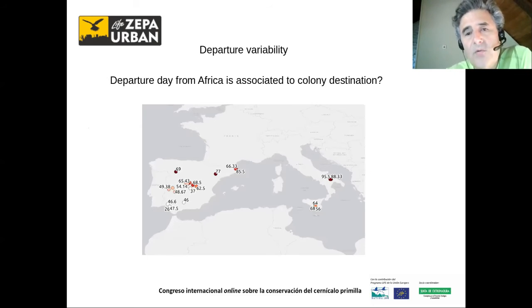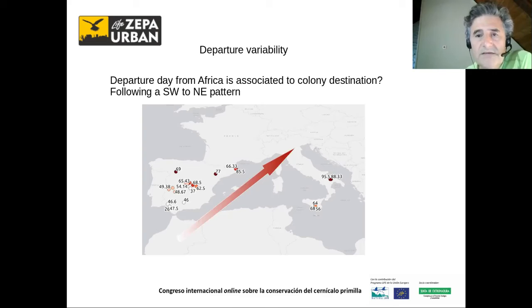We can see this on a map, where we have plotted for each colony the mean departure date. So this number, 69 for example, would be 69 days after the 1st of January. The more red colonies are the ones that arrive later, the more white ones are the ones that arrive earlier. So you can see there is a spatial pattern that goes from southwest to northeast. The first birds to depart from Africa are the ones from the southwestern colonies in Spain, Andalusia, Doñana, and the last birds to arrive are those from Alta Murgia and Gravina in South Italy, which is the northeastern part of the range we have studied.